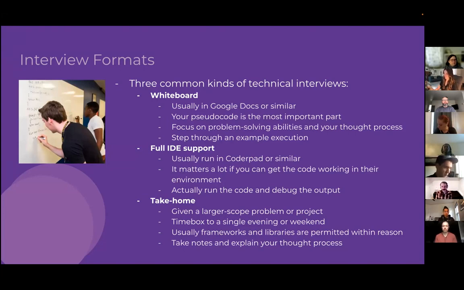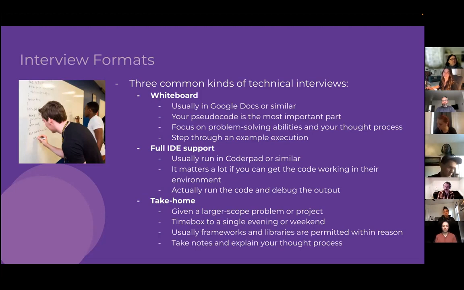This is, as you might expect, a situation where you get the full benefit of some kind of integrated development environment. Frequently, these are run in something like CoderPad or some other kind of online shared editing experience. You might be familiar with some of these already. And for these, it's going to matter more if you can get the code actually working in the environment. Since you are given the benefit of the IDE, it's going to give you the advantages that it normally does when you're coding, right?